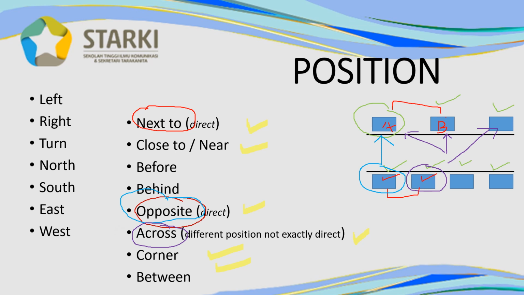If it is corner, exactly, this is in the corner. This is in the corner. If it is between, for example, this one, it's between this object and this object. Clear? Hopefully.